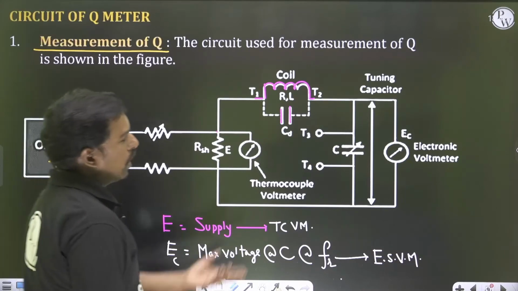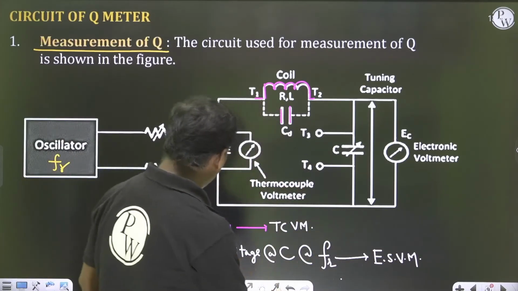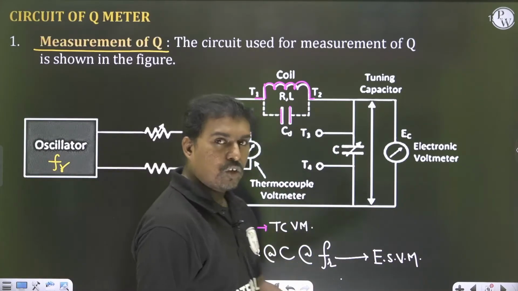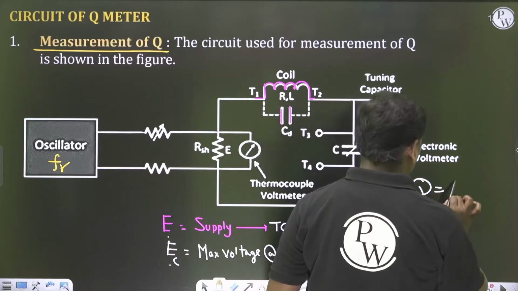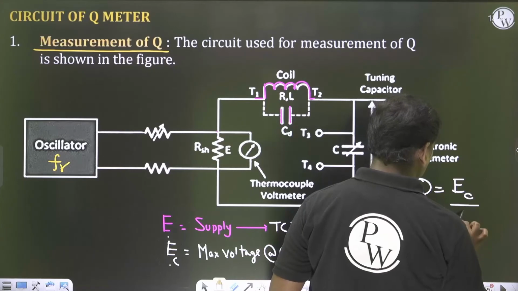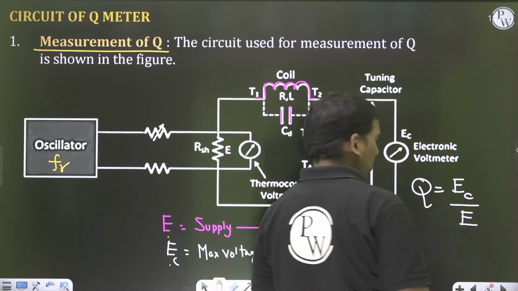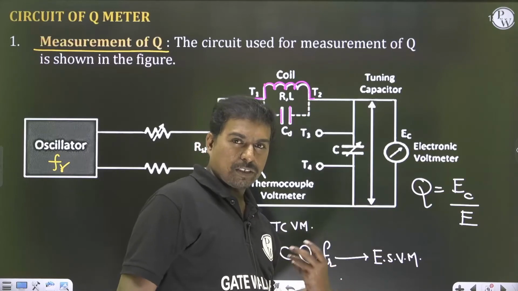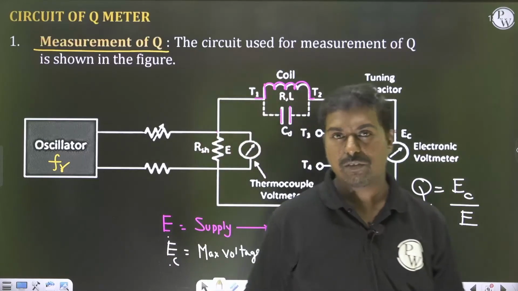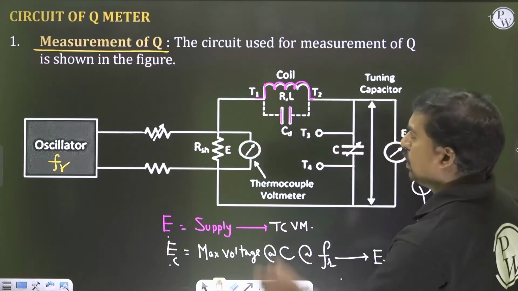Electrostatic voltmeter or electronic voltmeter. Once you get these two values, take the ratio of EC by E, that is nothing but Q. Q factor we can take it as EC by E. What we have proven is that the voltage across the capacitor is equal to Q times E. So this is the first measurement.